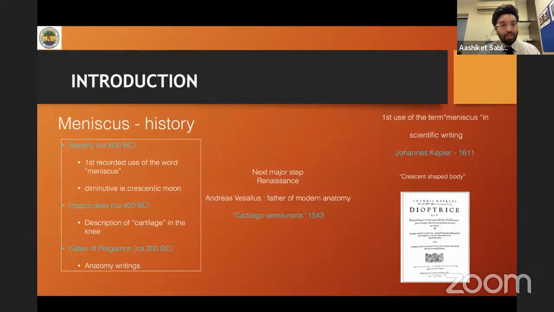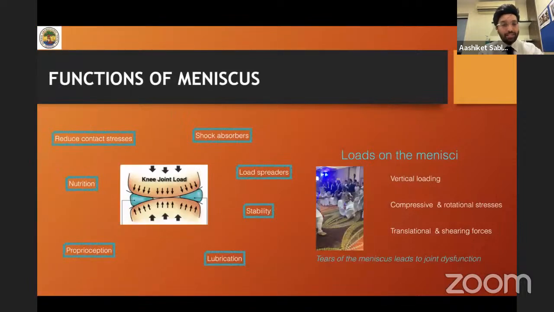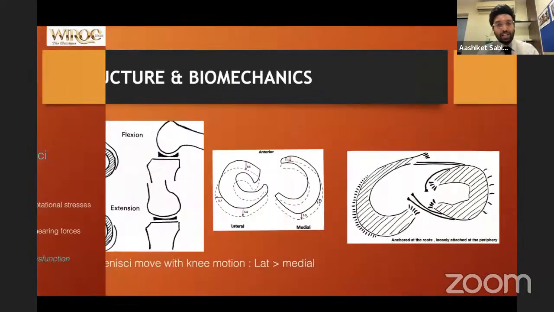So to begin my talk, the meniscus goes way back, somewhere around 600 BC. Johannes Kepler was the first person who described the meniscus as a crescent-shaped body. Previously, total meniscectomies were done, but because there were a lot of complications, we have shifted to partial, segmental, or circumferential meniscectomies. The function of the meniscus, as we all know, is to reduce contact stresses, allow stability, nutrition, and lubrication to the joint. The meniscus is subject to a lot of loading, compressive, rotational stresses, and shearing forces, which make it vulnerable to a tear.